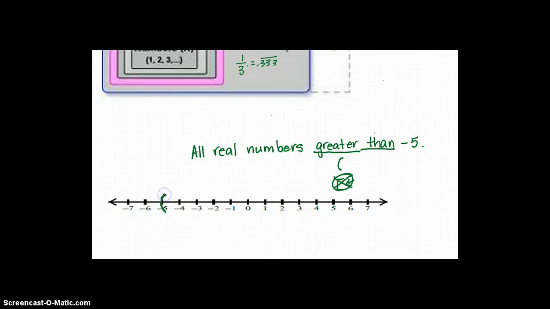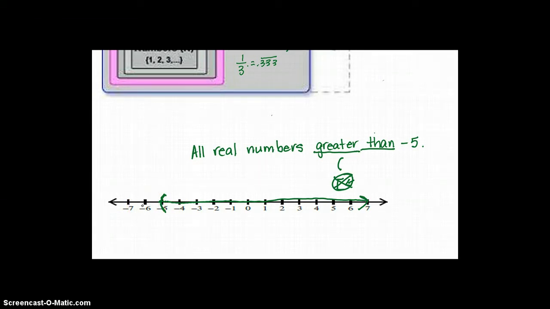Now we want all real numbers. Holy smokes, that's going to go on forever. And like we discussed at the very beginning, real numbers are those numbers that can be graphed on a number line. So we're going to put a solid line right on top of our number line and an arrow. Okay, this means that everything that is greater than -5 is included in this set.